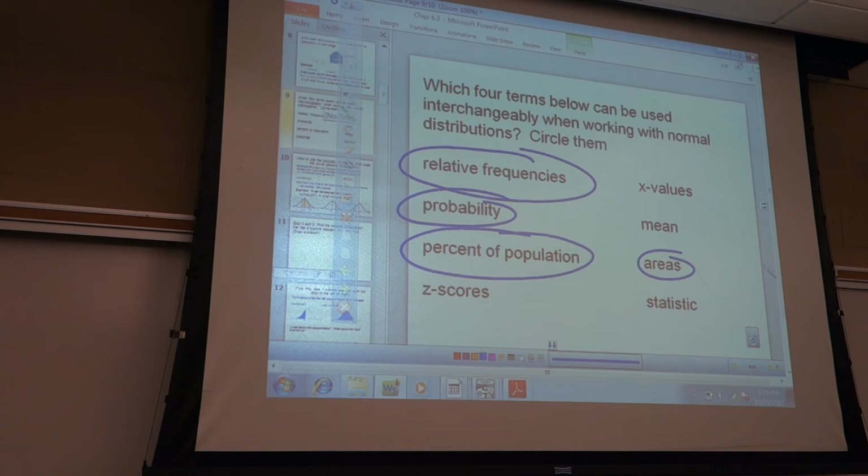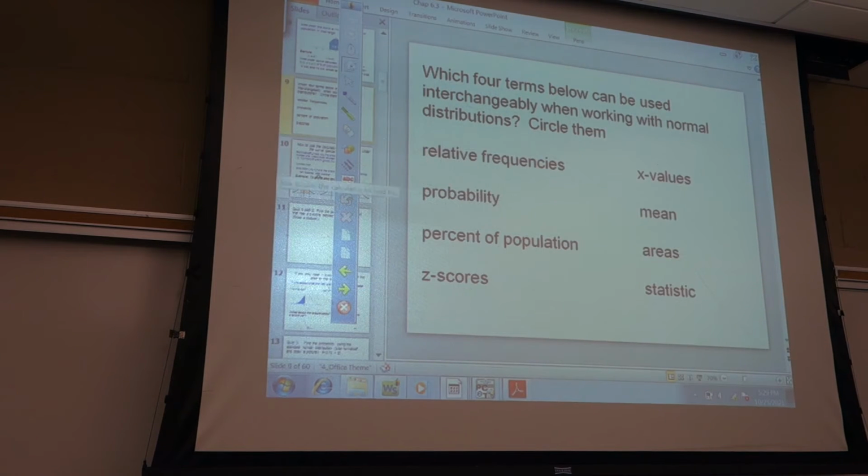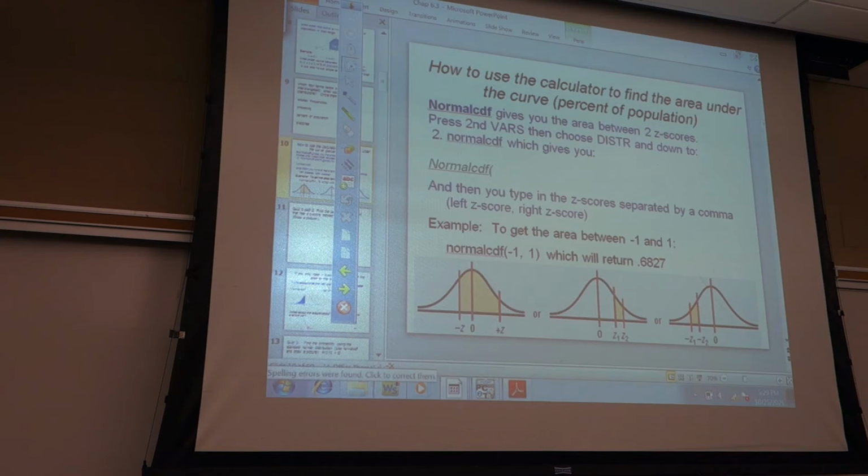Does that make sense? So really, these other three are identical. This one is borderline identical. It's very similar. You following me? On the exam, I might only ask you for 3 and not include that one. But that would only be an extra credit problem. It wouldn't be a regular problem. Okay. All right. How do you use a calculator to find the area under the curve?